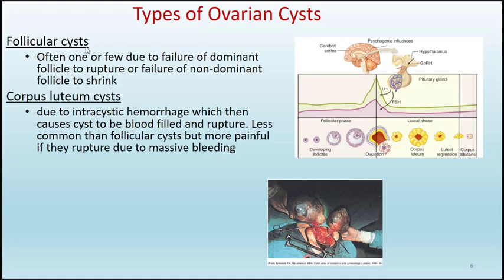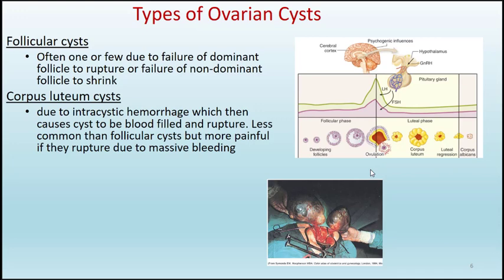So let's start with follicular cysts. Normally, we do have a few follicles that will start to mature within the ovary. But usually only one is going to dominate, and as I already said, that dominant one is going to be what's released during ovulation. And then the other ones that weren't the dominant ones will shrink. And if that happens normally, then there's not problems with follicular cysts.